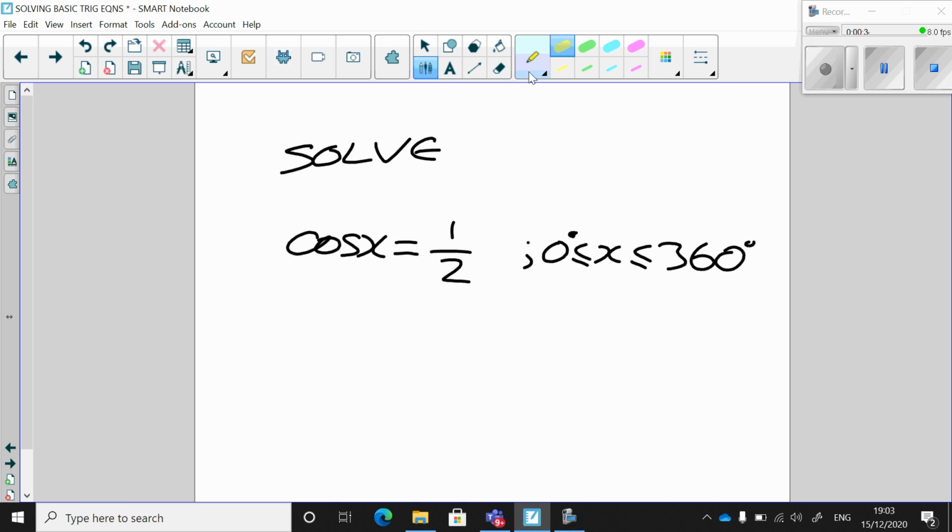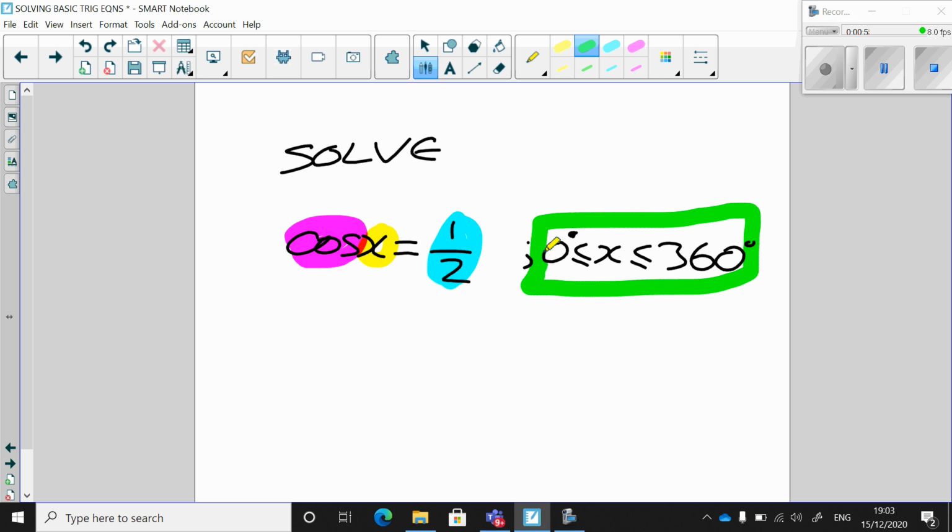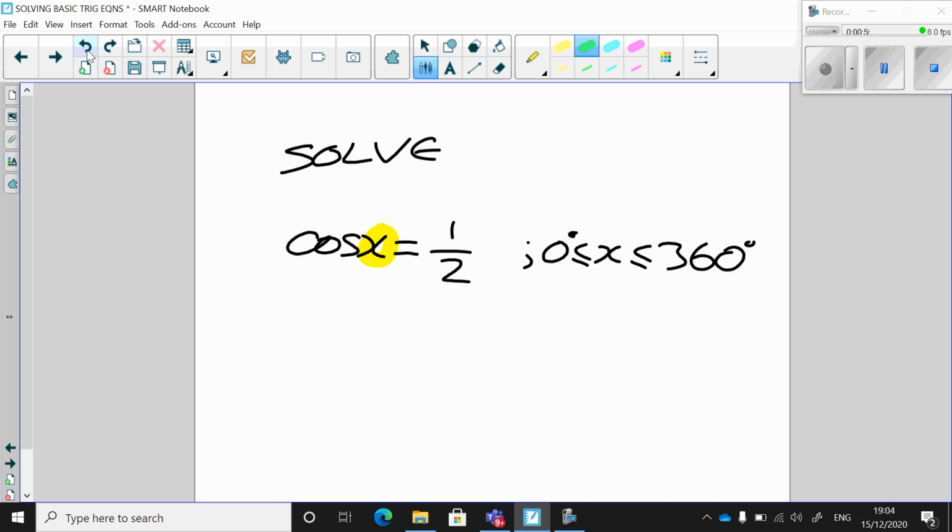Right, that's important. Okay. So what angles do we put in for x that when we take the cosine of it, it gives us an answer of a half? And we want those answers to lie between 0 and 360. So that's what we're saying here. There's various ways we can have a look at this.